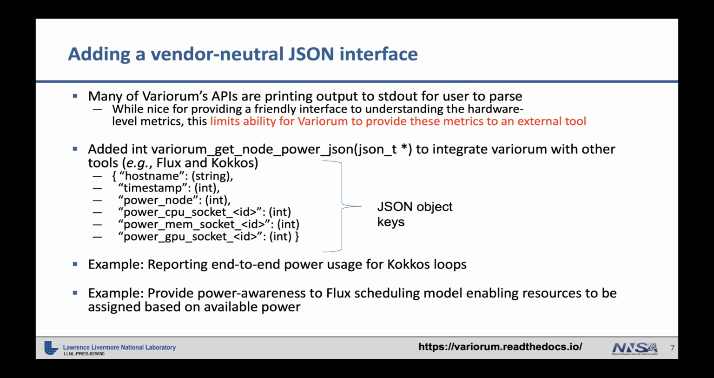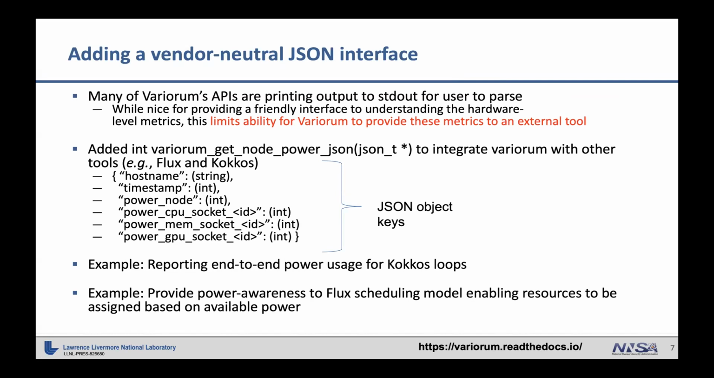So currently we've defined a set of objects and keys that right now are specific to IBM, since that was where we were targeting, but we're still working on this JSON interface to extend it to the other architectures that we have, like Intel and NVIDIA. And so we'll be defining these objects and keys to encompass all of those architectures and the specific features that they support.